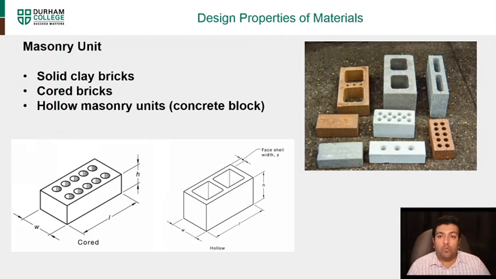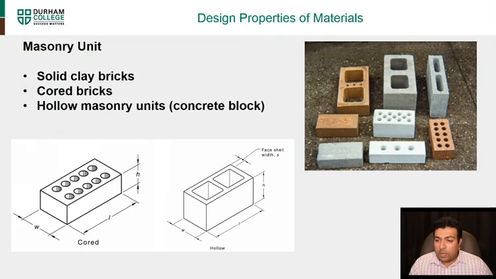We're going to go over the design properties of material and the performance requirements for design. To start off, we're going to talk about the masonry unit. The masonry unit can be either solid clay bricks, cored bricks, or hollow masonry concrete units, concrete block. For our course and for design purposes, we are going to concentrate on hollow masonry units. But if you see here, you can find clay bricks and cored bricks, which are very common in construction.